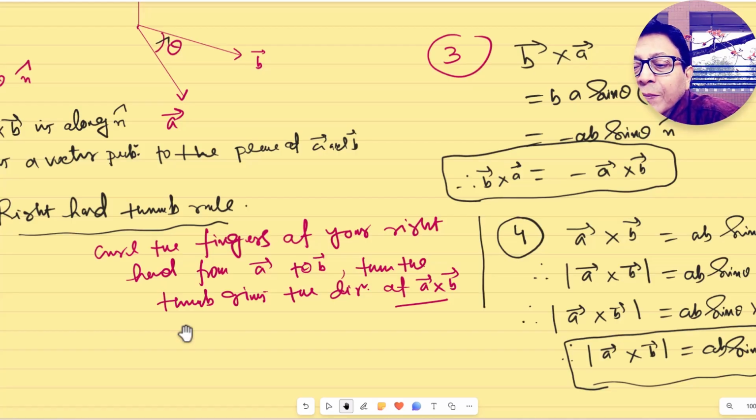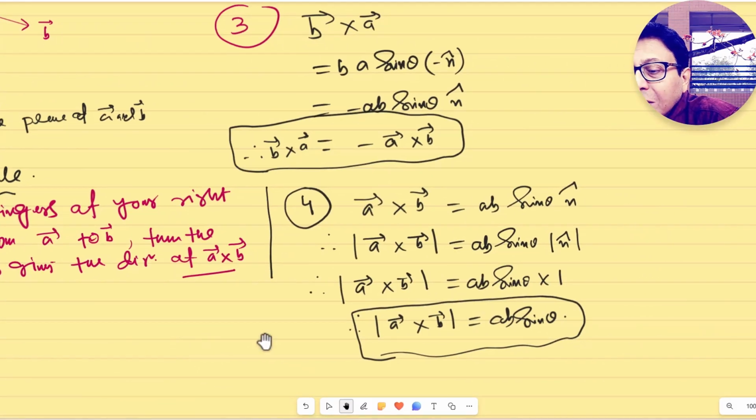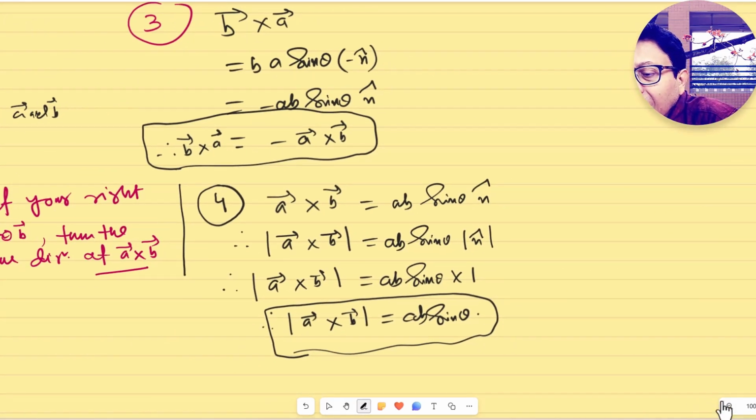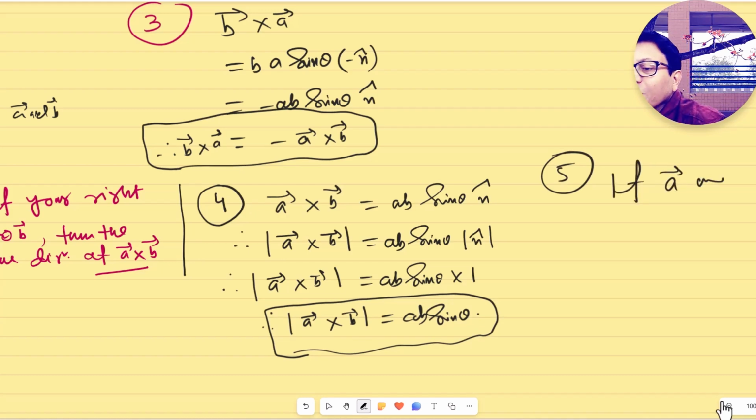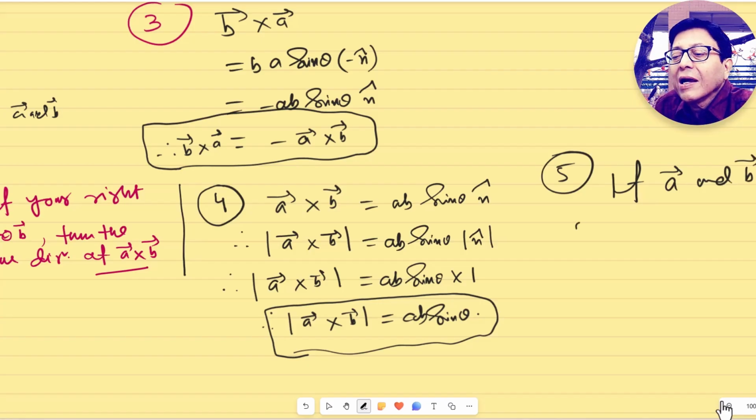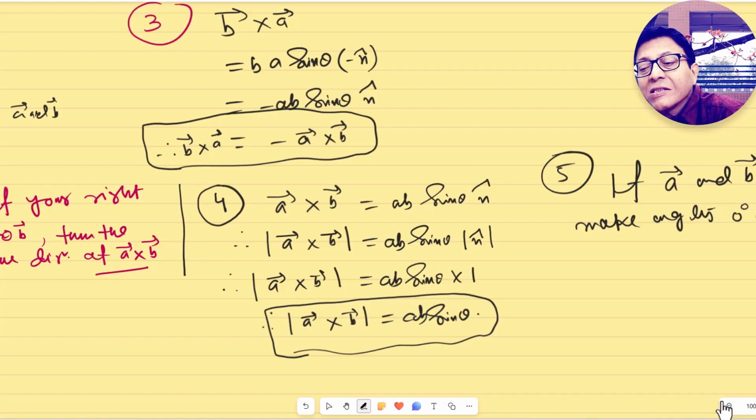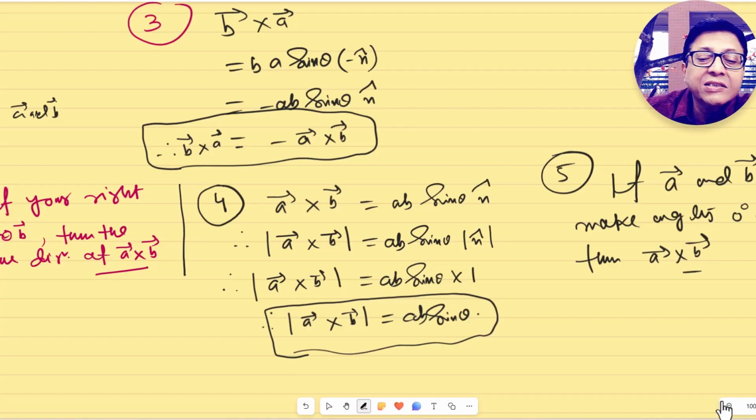What important observation is there? One thing I would like to tell you, whatever I am doing here has good application in the ongoing session. Mod A cross B is a scalar quantity and it is given by AB sin theta. We are going to show that this mod A cross B will represent the area of a parallelogram whose two adjacent sides are given. Okay, application I am coming back.